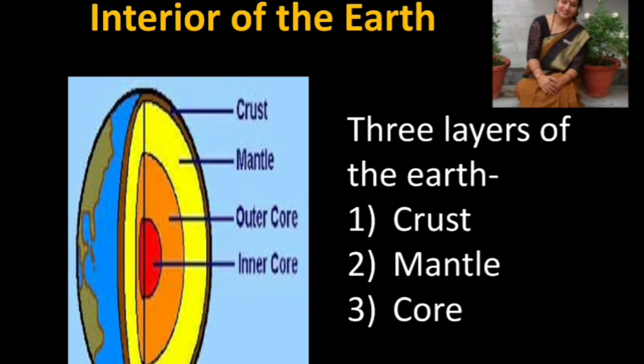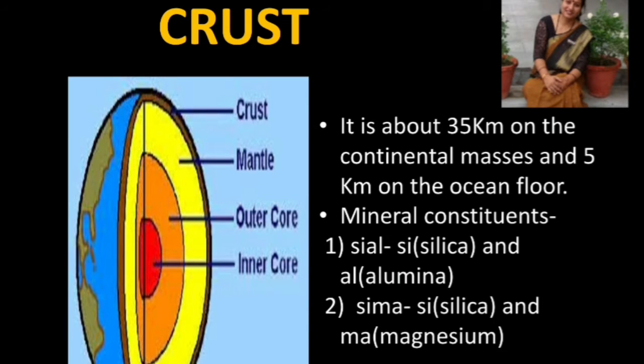The Earth is just like an onion with several concentric layers, one inside another. There are three layers of Earth: crust, mantle, and the last layer is the core. Now let us discuss the first layer, that is crust. The uppermost layer of the earth's surface is called crust. It is the thinnest of all the layers.